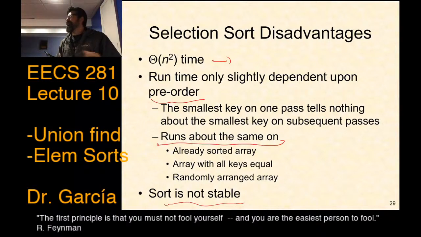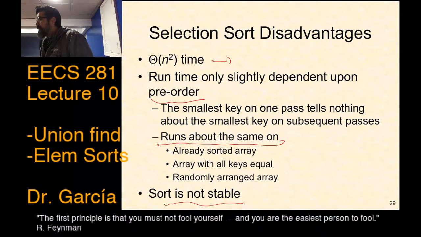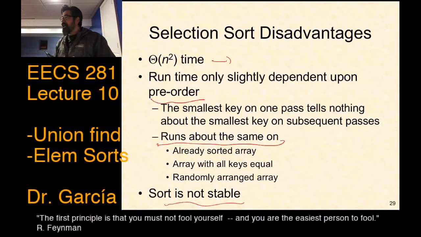Actually, let me ask this question, and we'll probably end with this. Why is selection sort not stable? Let's see if anybody wants to answer why selection sort is not stable. And you can figure this out by looking at the code. I'll give it a minute, see if anyone has an answer.